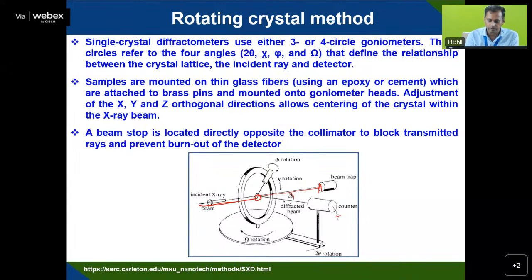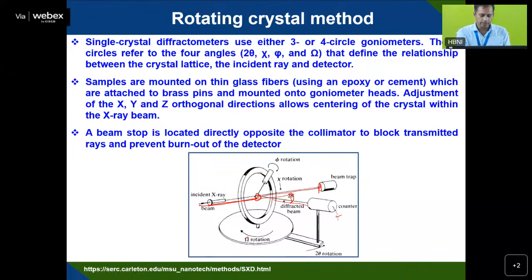There are 4 angles. One is 2 theta, the angle from the incident beam to the detector. Then you have the sample rotation stage, that is phi, and a stage rotation, omega, and another is chi, which is another rotation. You can see this whole stage on the goniometer rotation. So there are mostly 3 to 4 rotations in this case, and they define the relationship between the crystal lattice, incident beam, and detector. Depending upon the detector, incident beam, and crystal lattice, you will have a defined angle of rotation.